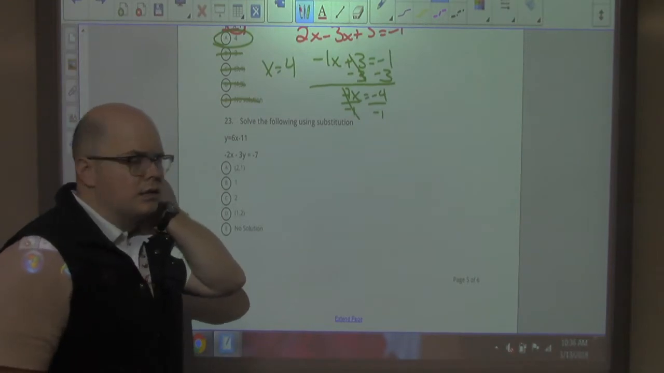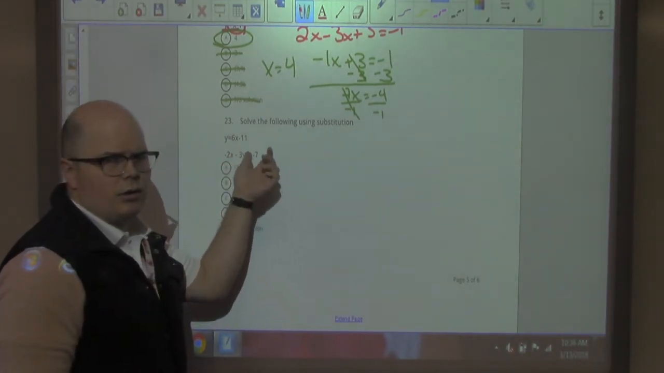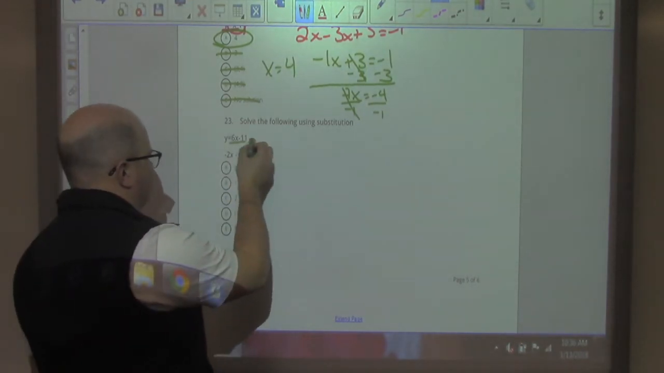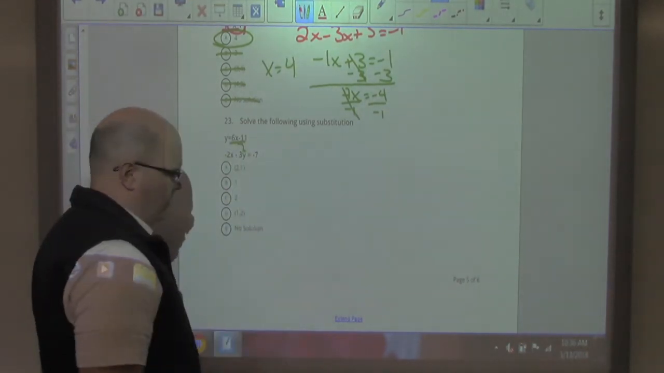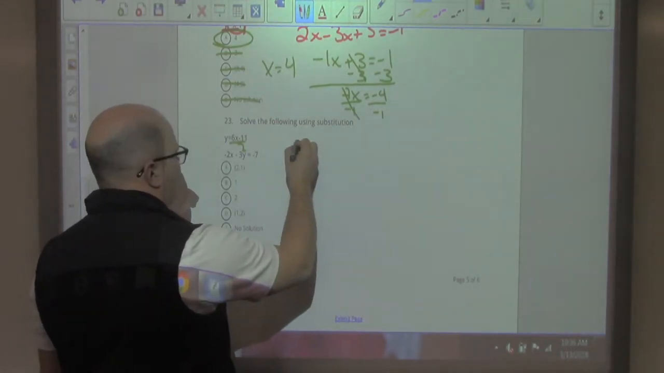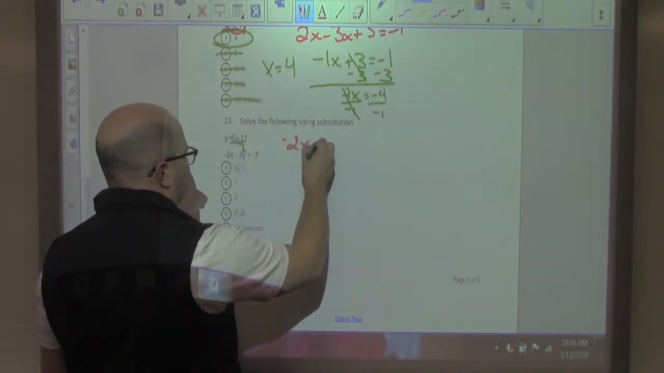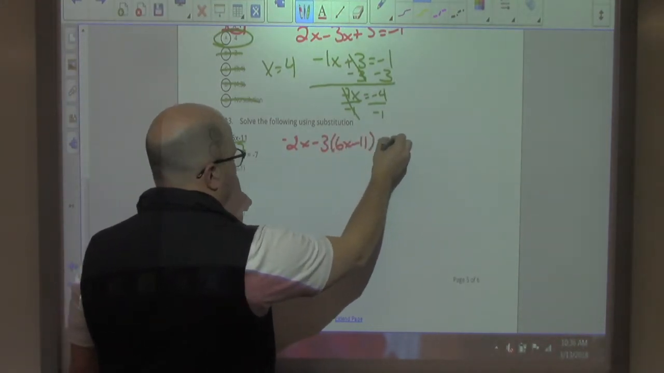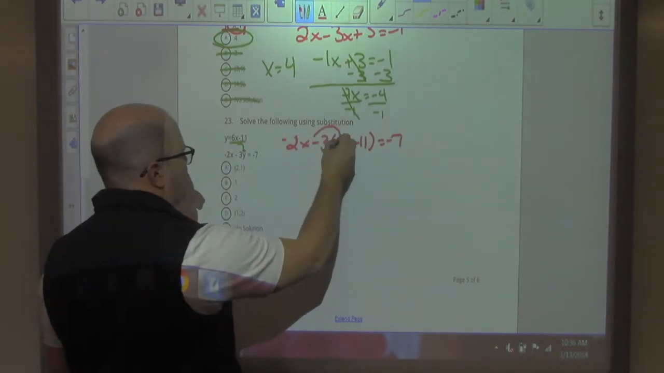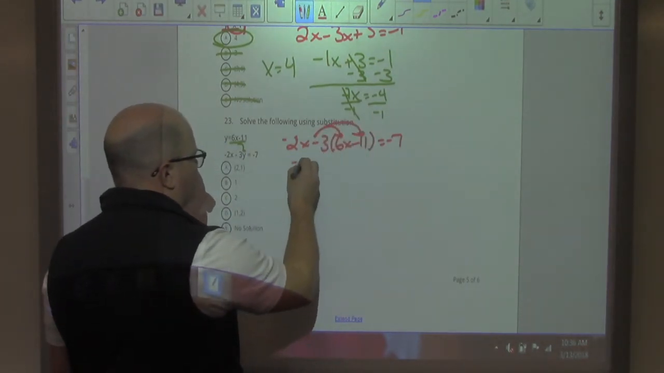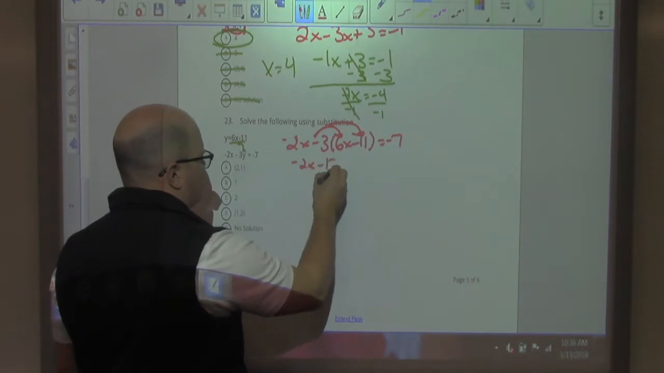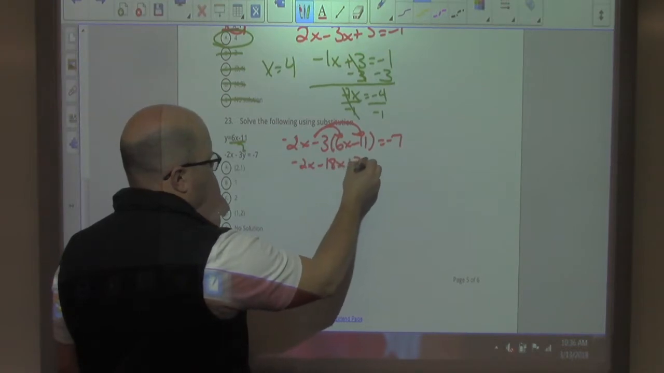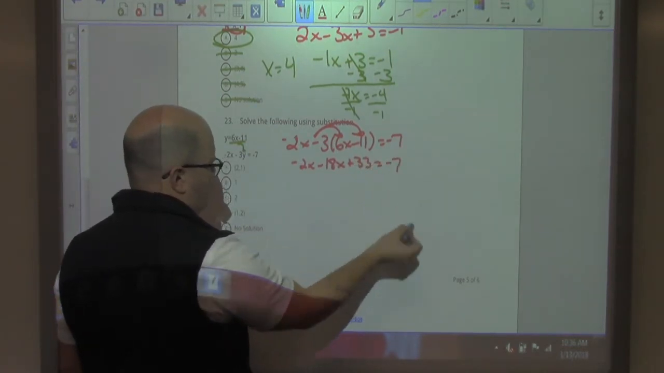Same thing for this case. I need to find one of the equations that has y equals something. In this case, it says y here is equal to 6x minus 11. So I'm going to plug that into the y value down here. We're going to have negative 2x minus 3(6x minus 11) equals negative 7. Bring in my negative 3 again. So now I have negative 2x minus 18x plus 33 equals negative 7.